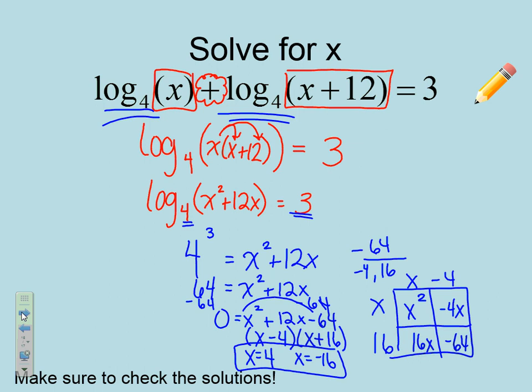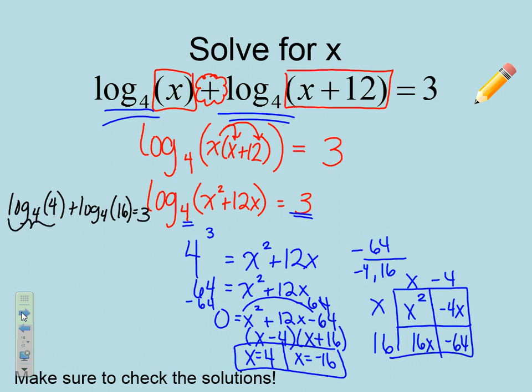Now notice we got 2 solutions here. And it does say make sure to check your solutions. This might be an instance when we got an extraneous solution that popped up right here. So we need to plug into the original equation to check them. So let's check the 4. We'd have log base 4 of 4 plus log base 4 of 4 plus 12, which is 16, equals 3.